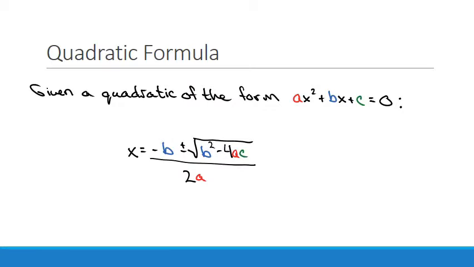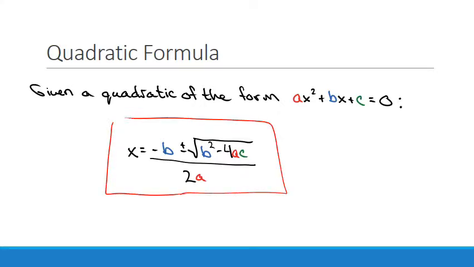Given a quadratic of the form ax squared plus bx plus c equals 0, the quadratic formula is this right here. x equals negative b plus or minus the square root of b squared minus 4ac, divided by 2a. The quadratic formula works for any quadratic equation. So if you ever forget what to do, you can always default down to the quadratic formula.